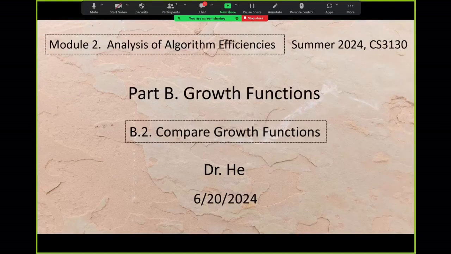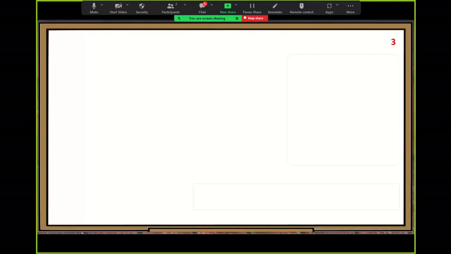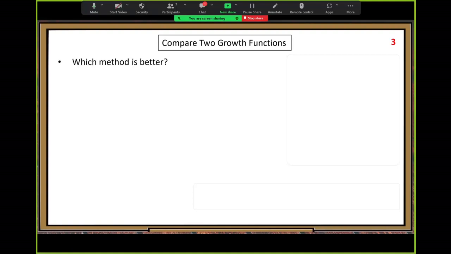Next, B.2, compare growth functions. So we want to compare two growth functions. Let's go back to continue the discussion. We haven't finished the discussion of our problem number 5, the element uniqueness problem. In that problem, we use 2 methods, method 1 and method 2, and we haven't compared which one is better.